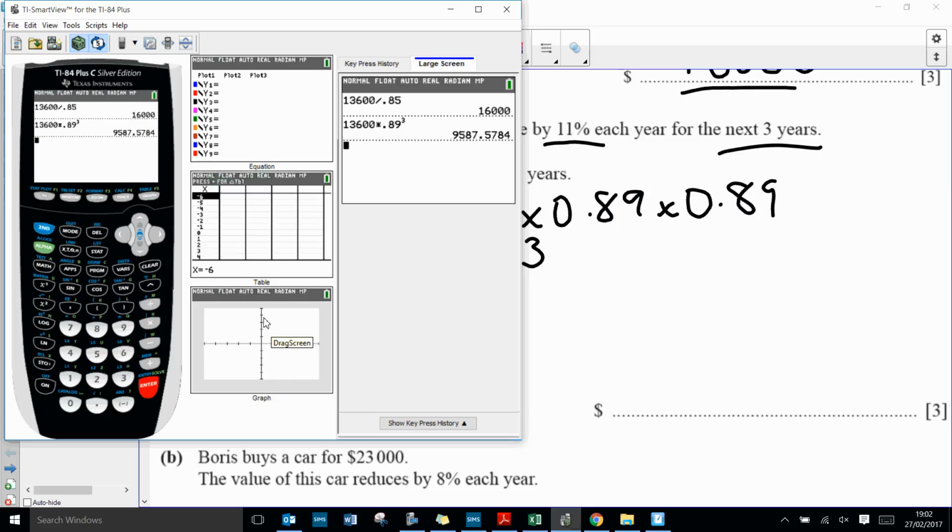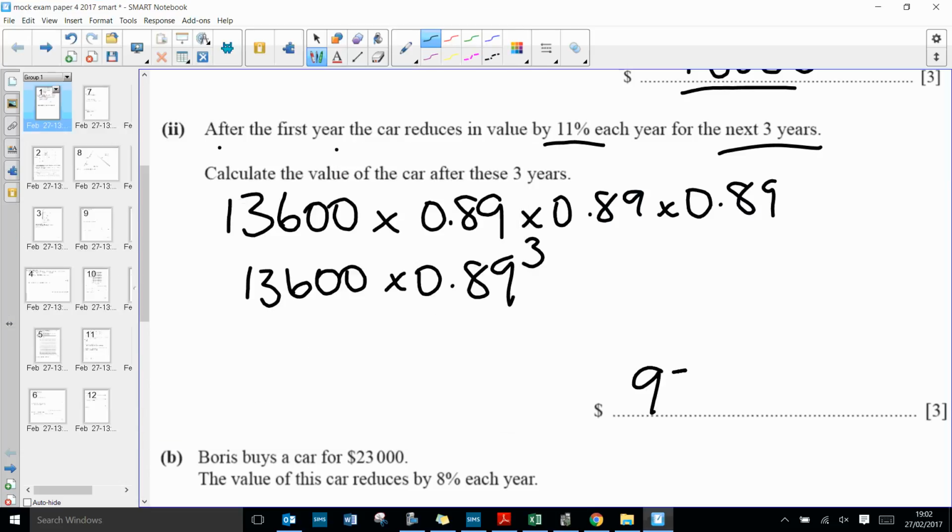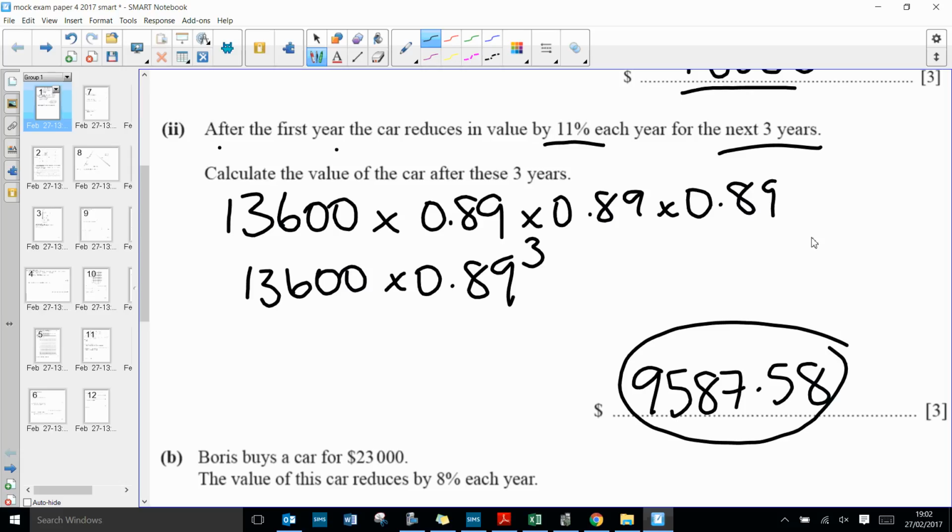It was 9587.58. They accepted various versions of that, various roundings of that.